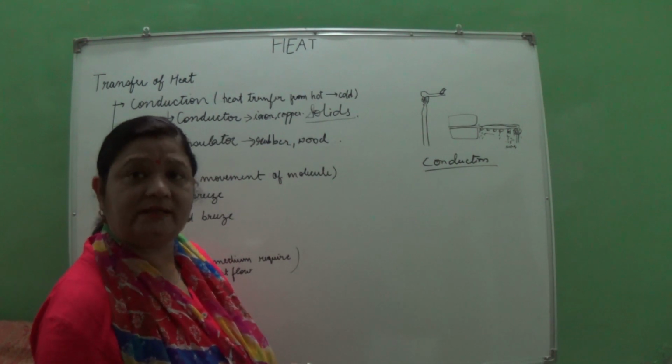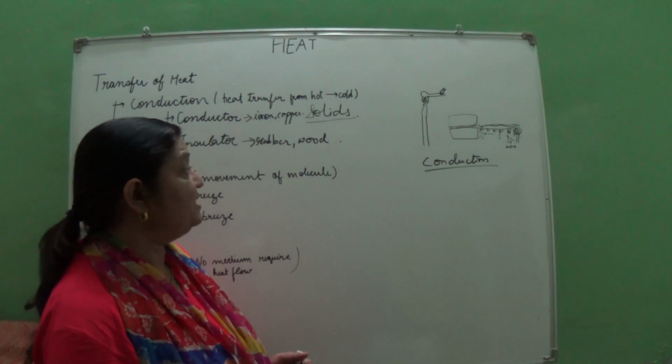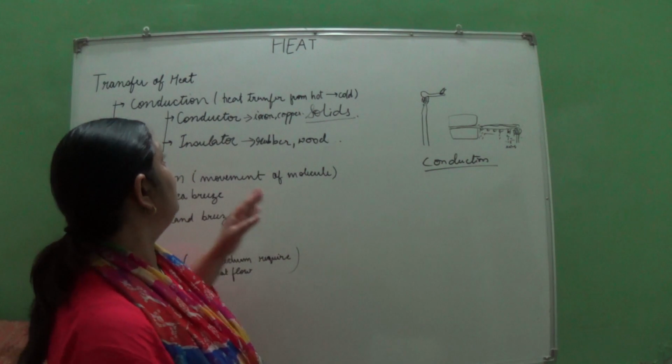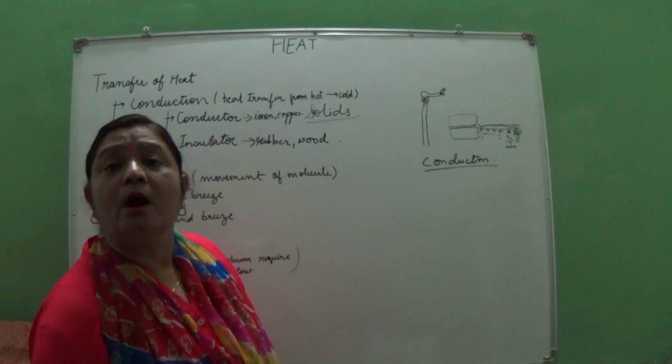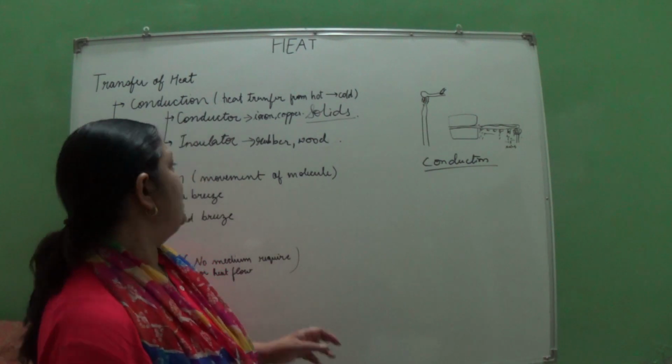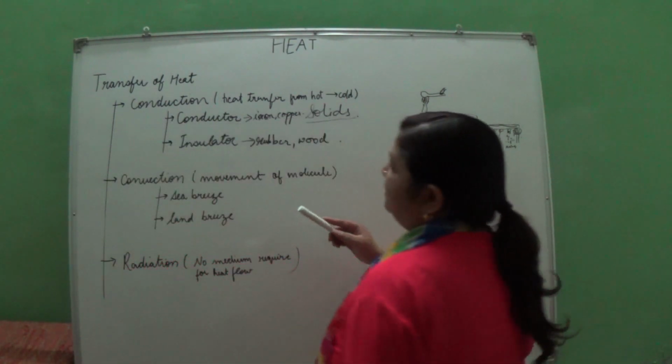Now take the example of an iron. The iron is hot, isn't it? And you press your clothes. So this iron is also a good example of the transmission of heat through conduction. Now come to convection.